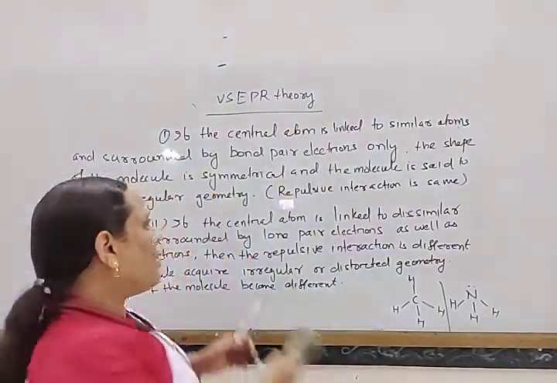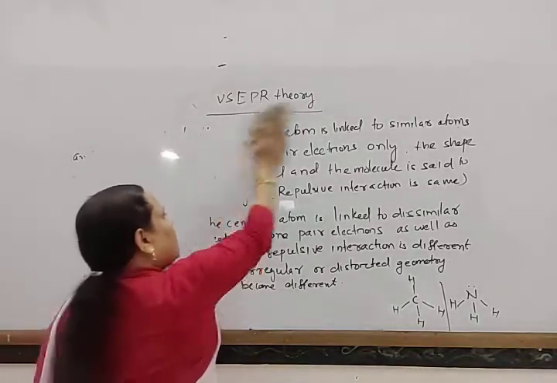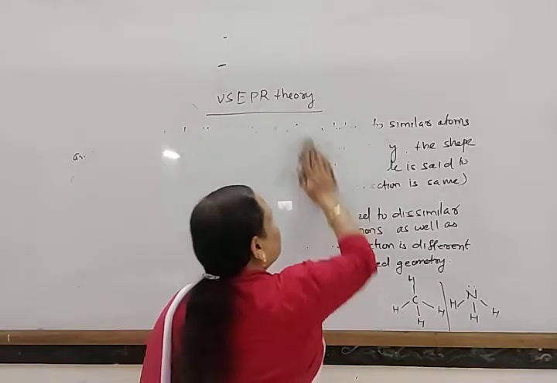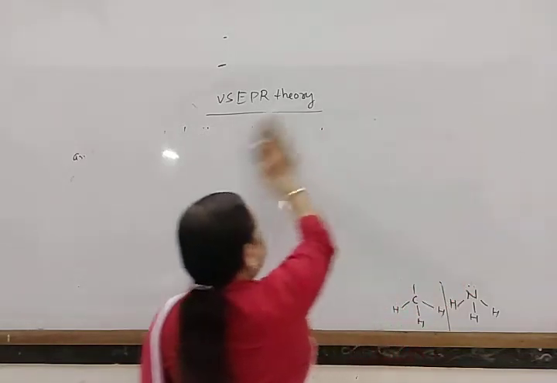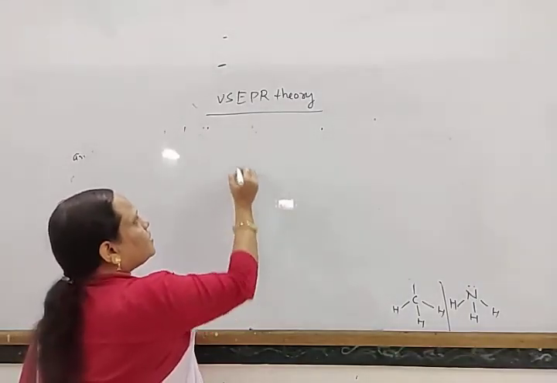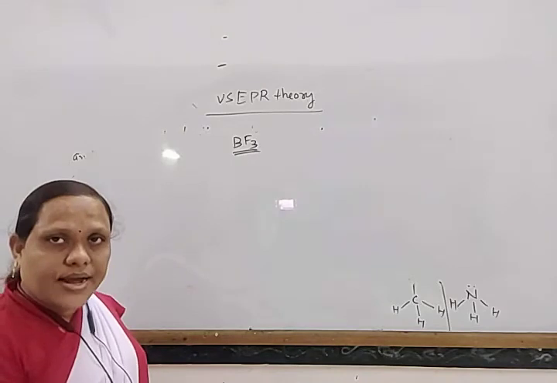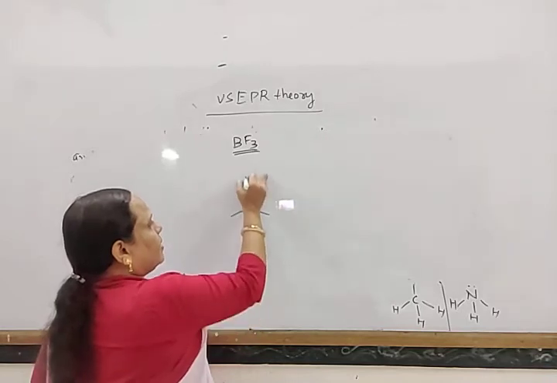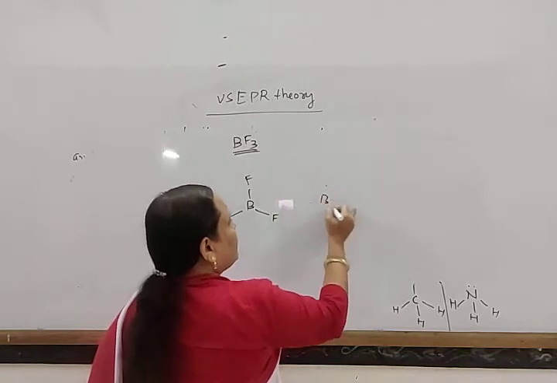Let us discuss one by one. Suppose a molecule is surrounded by 3 pairs of electrons and all are bond pairs, then its structure should be trigonal planar. Look here. Suppose we consider the formation of boron trifluoride, BF3. In BF3, boron is surrounded by 3 fluorine atoms.